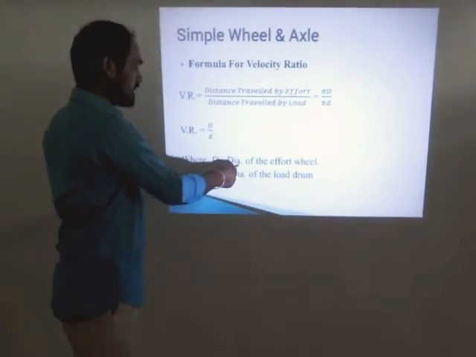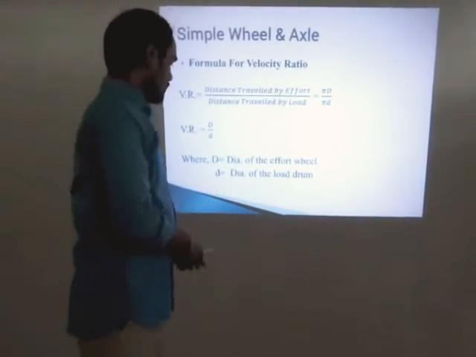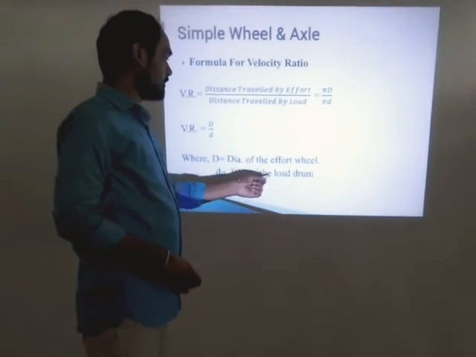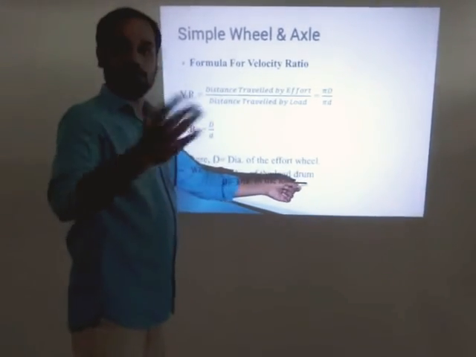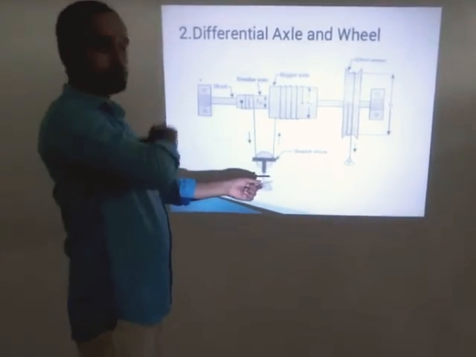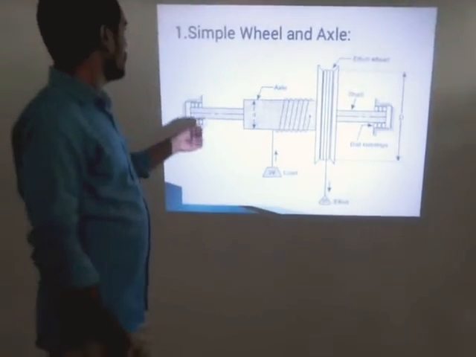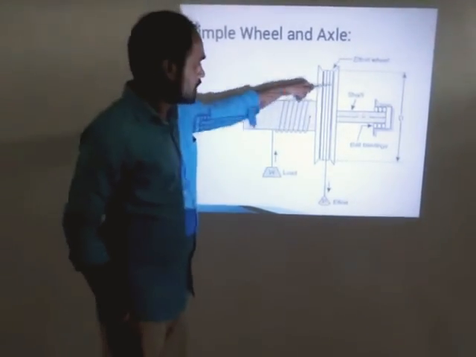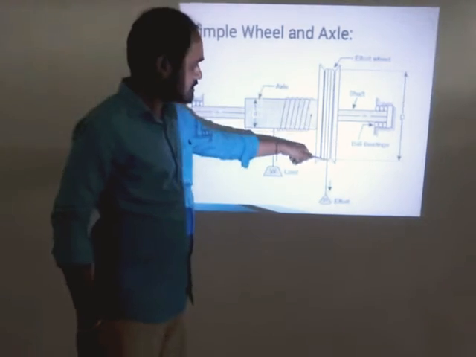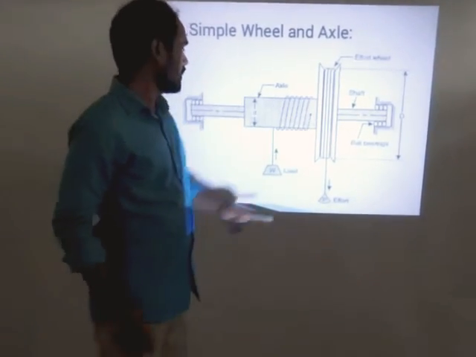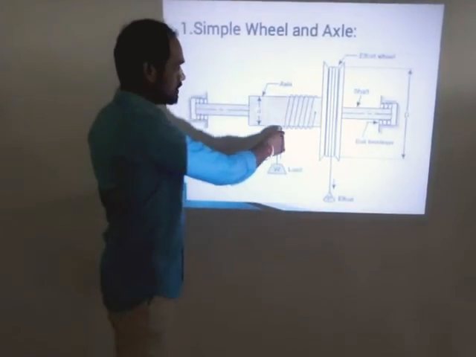Capital D means the diameter of the effort wheel, and small d means the diameter of the load drum.